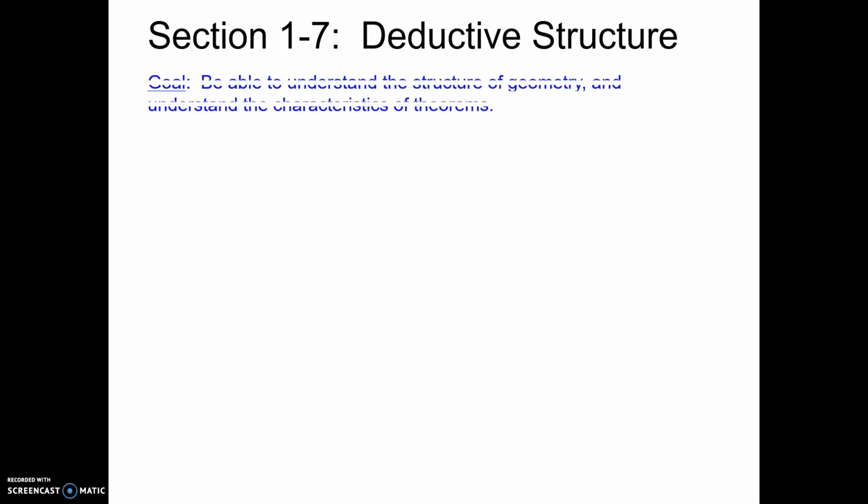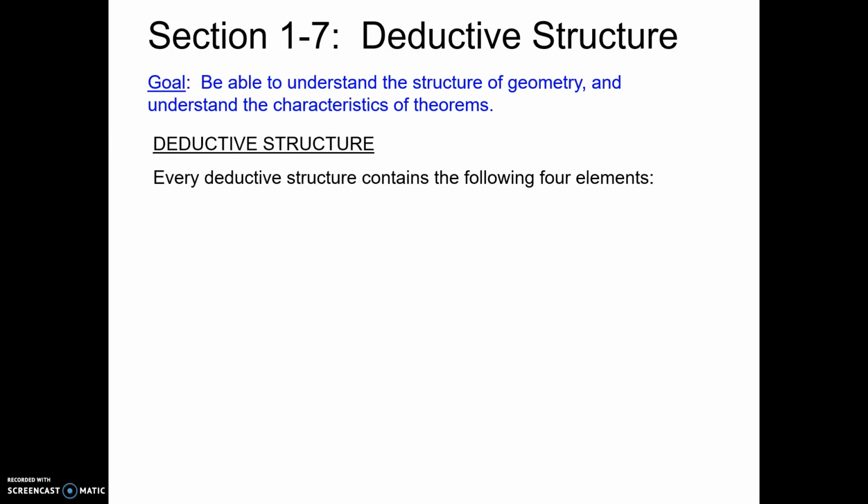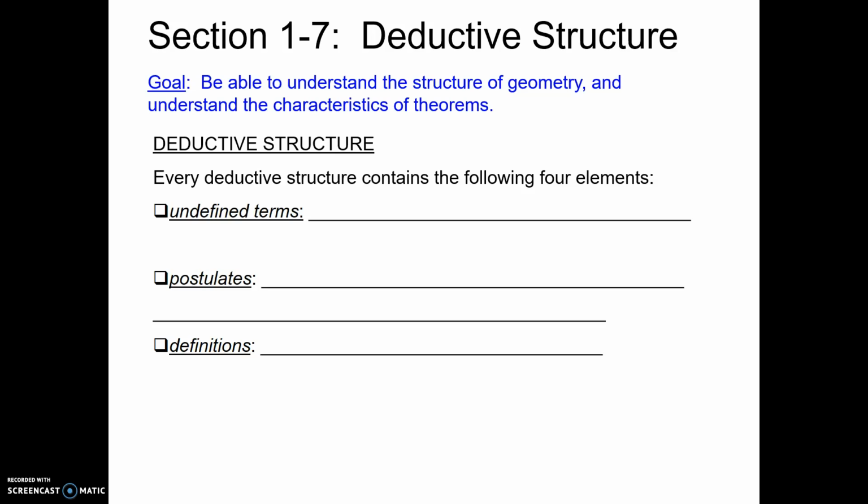All right, deductive structure. The goal is to be able to understand the structure of geometry and understand the characteristics of theorems. Deductive structure is the four following elements: undefined terms, postulates, and definitions. And these are three elements, I guess. Something that is not determined by previously developed concepts. So points aren't developed, they're just in lines. They are undefined terms. We kind of described them yesterday, but we didn't define them.